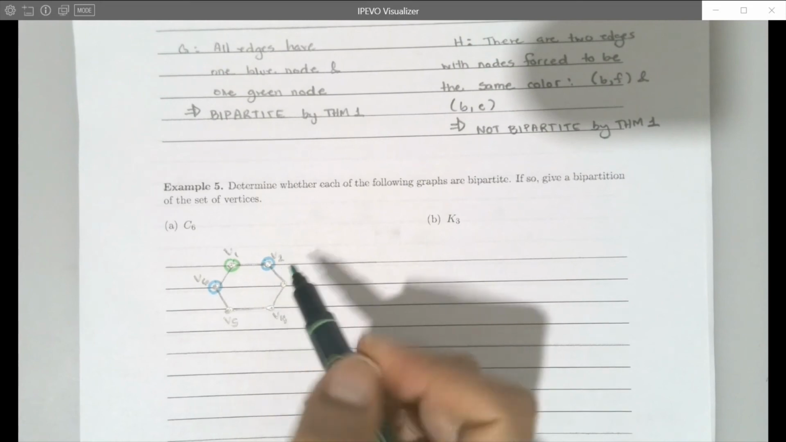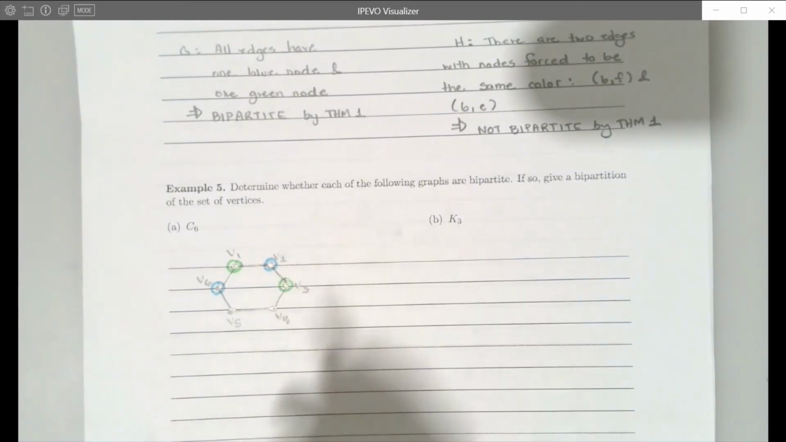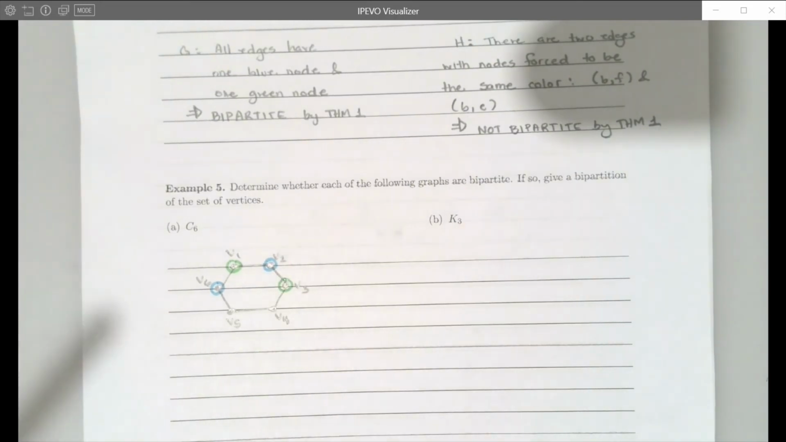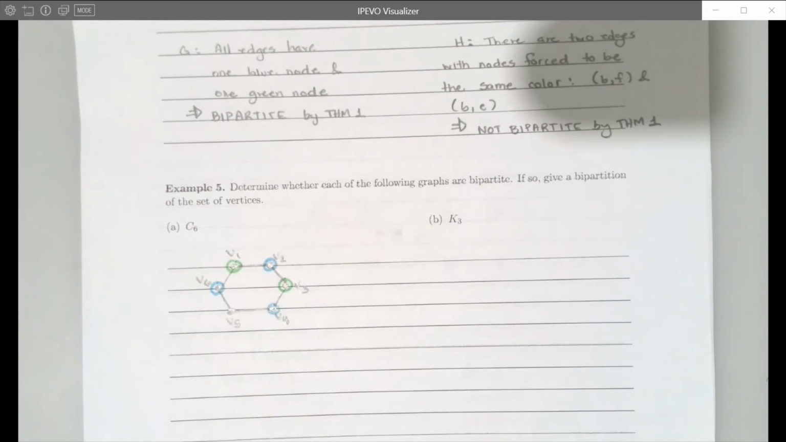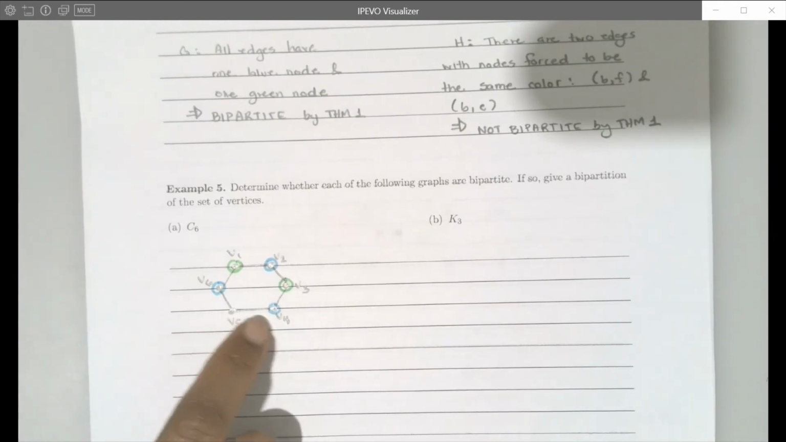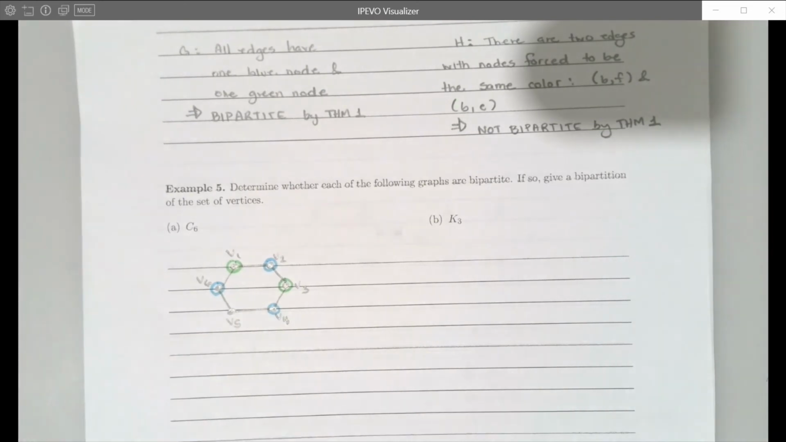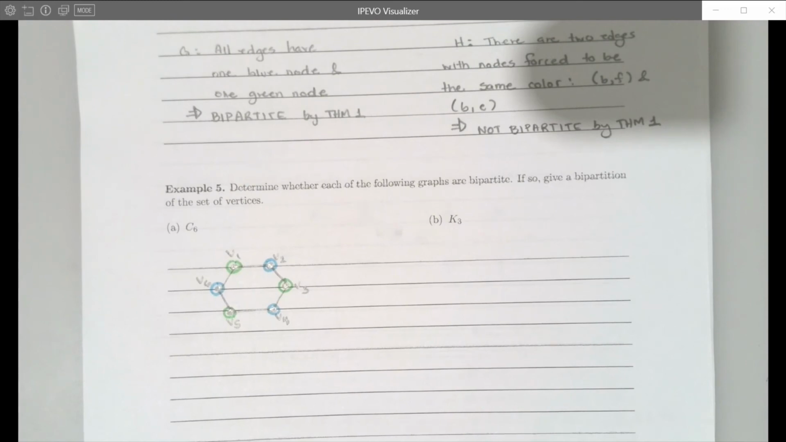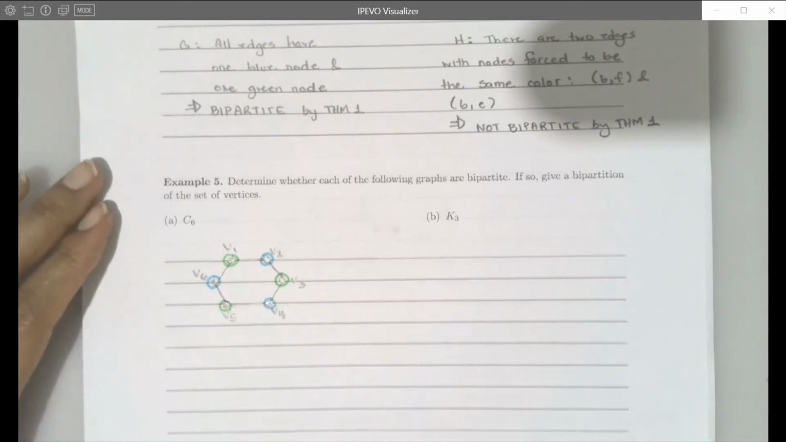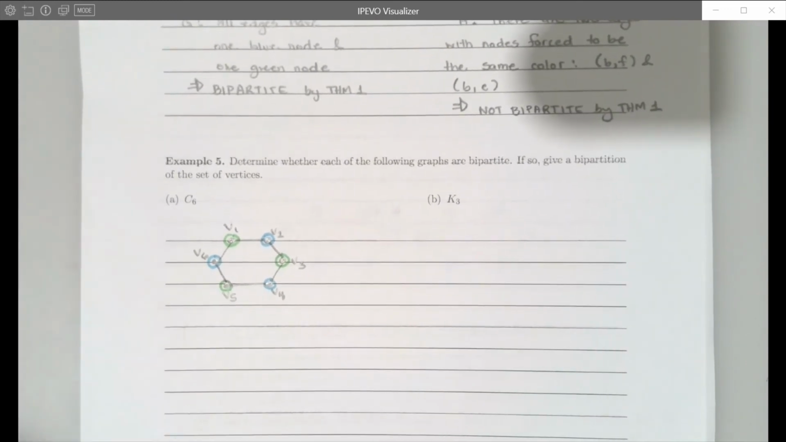Then V2 is connected to V3, so that'll be green. V3 is connected to V4, so that'll be blue. And finally, V5 is connected to both V4 and V6, which are both blue, making V5 green. And so, since we have all edges consisting of nodes of opposite color, that means that this is bipartite.